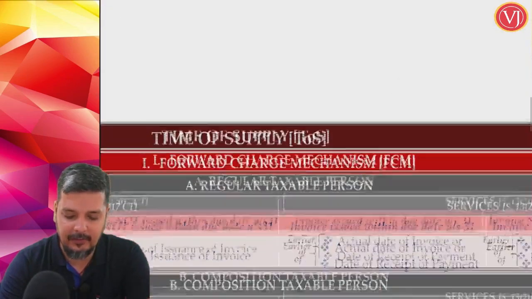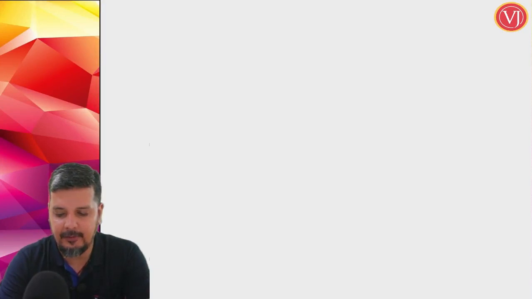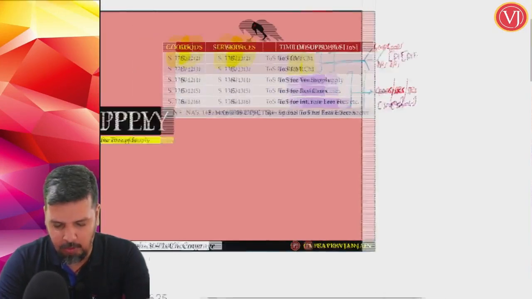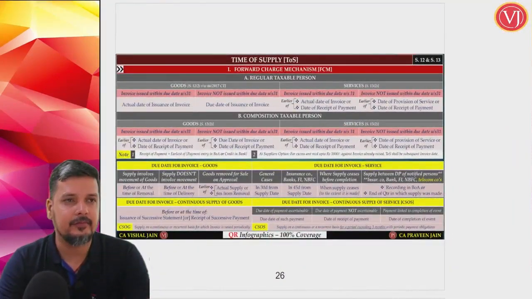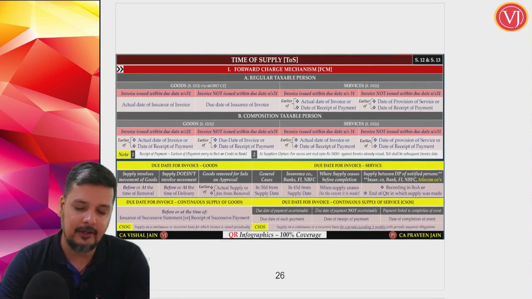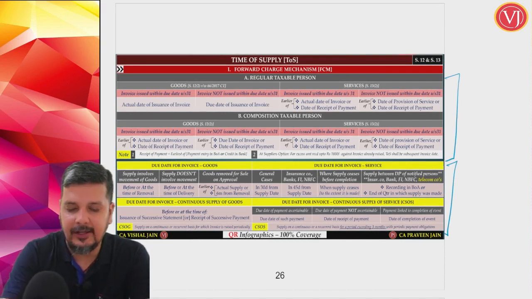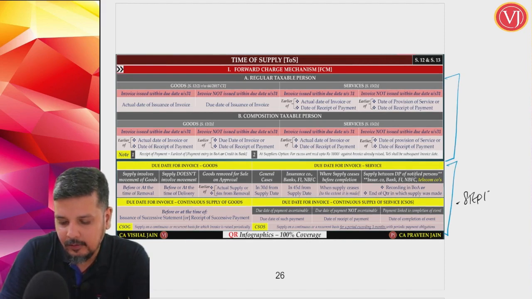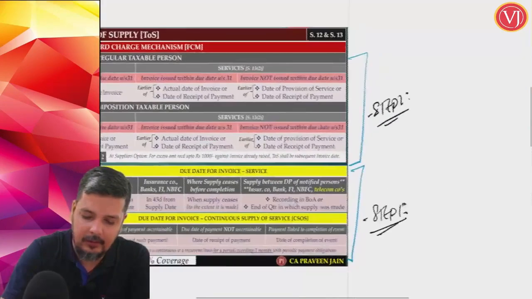Now when you talk about time of supply for your FCM scenario, you need to understand one thing. First, you have to find the due date of invoice. There are 2 steps involved. Step number 1, you cannot directly find out time of supply. Step number 1, you have to find out the due date of invoice. Step number 2, you can find out time of supply.